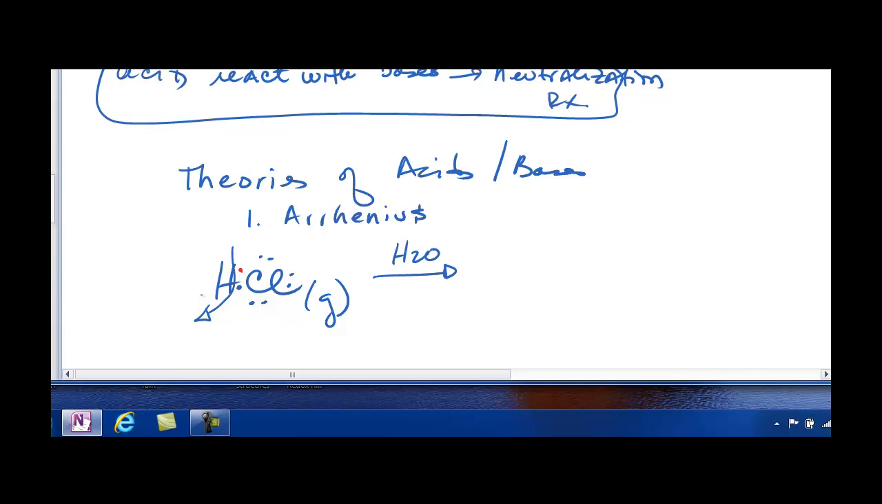And the hydrogen no longer retains its electron. That red dot's no longer there. So a hydrogen ion, or a proton, is released. And what are you left with? A Cl ion, and that's called a what? A chloride ion. So you produce a chloride ion, which is a Cl minus 1, and you produce a hydrogen ion.